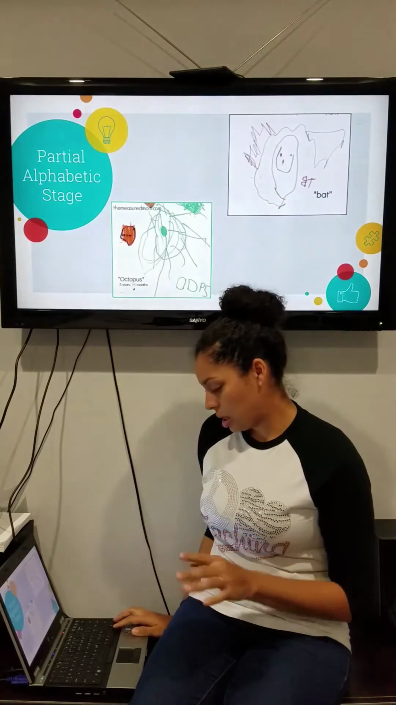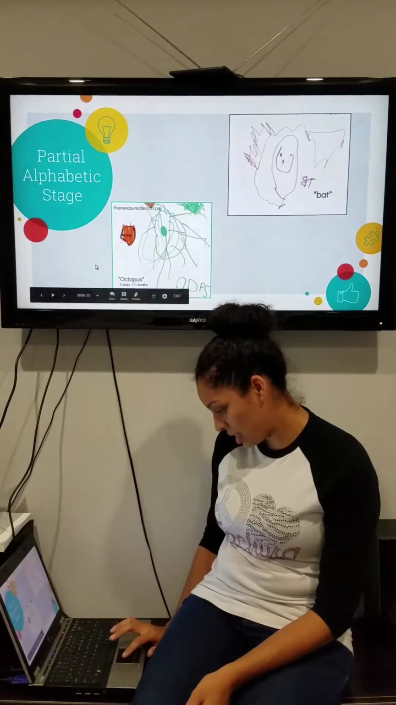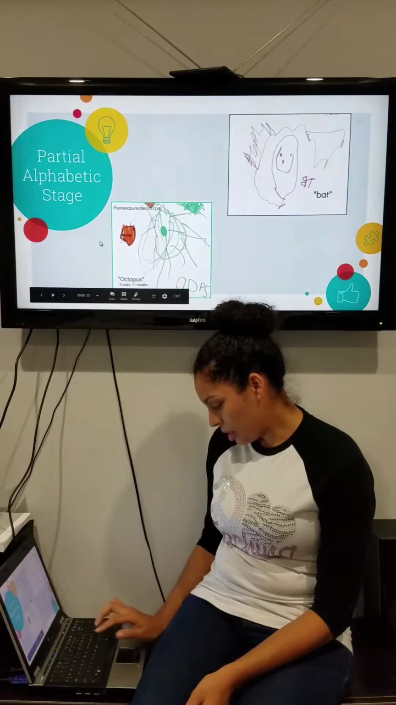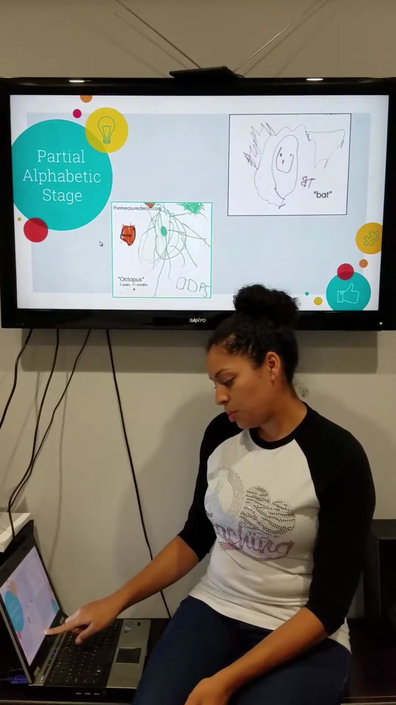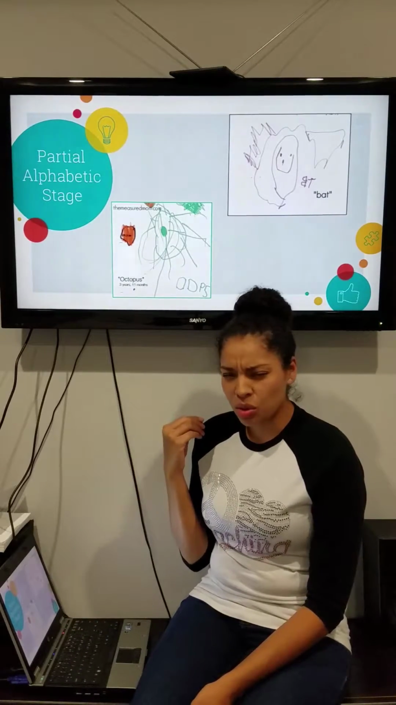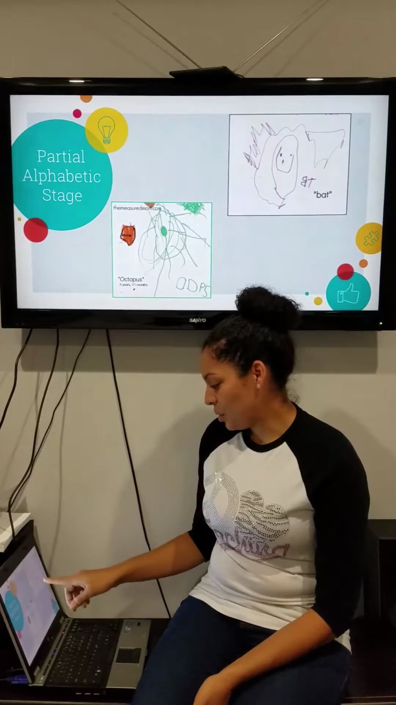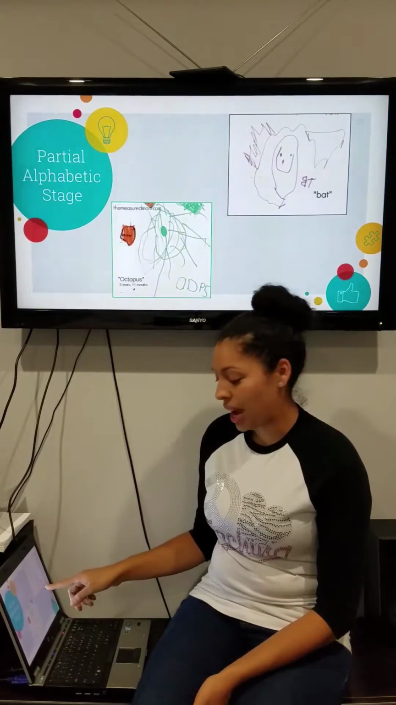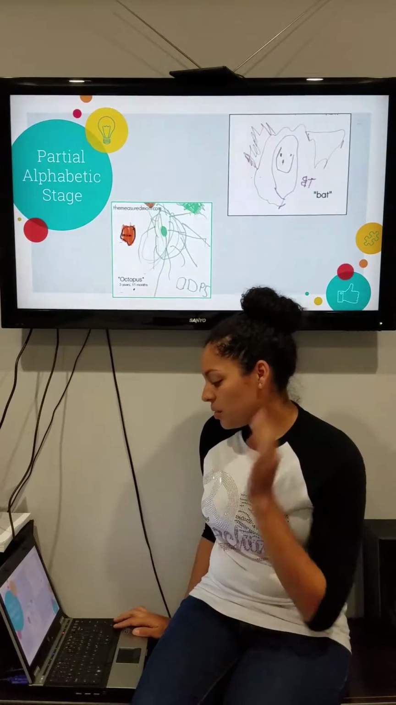So this is an example of the partial alphabetic stage. Over here you can see where the child put an ODPS, like for the word octopus. And if you think about it, those are maybe some of the sounds that you can hear in octopus. And over here they put a B and a T for the word bat, which is very adorable at this stage.